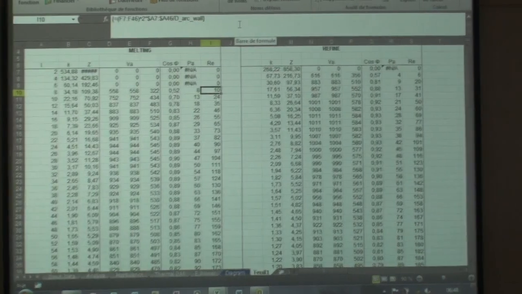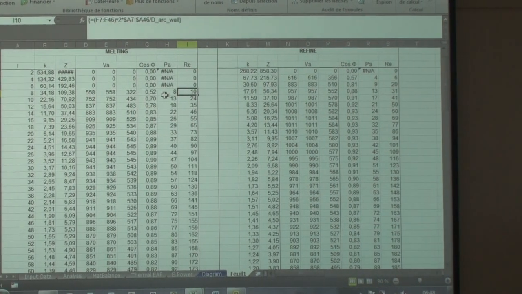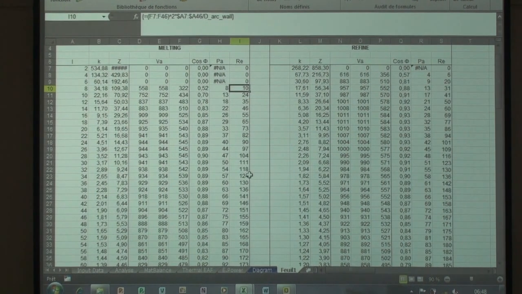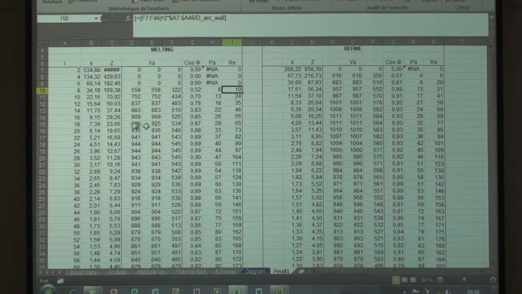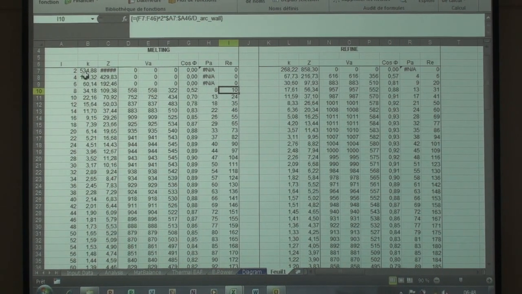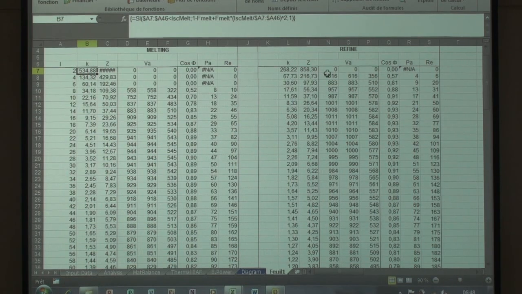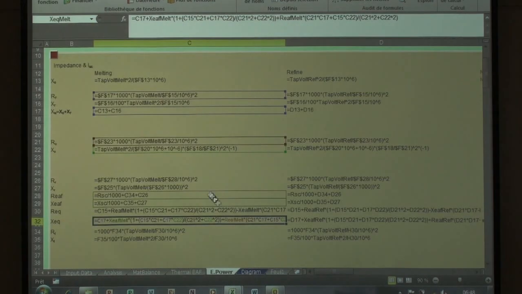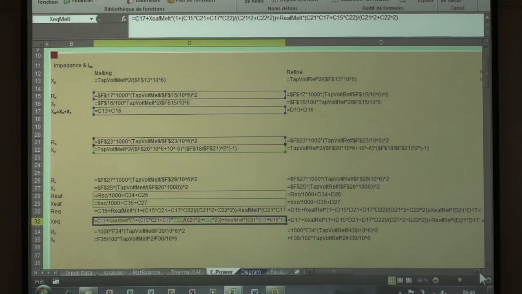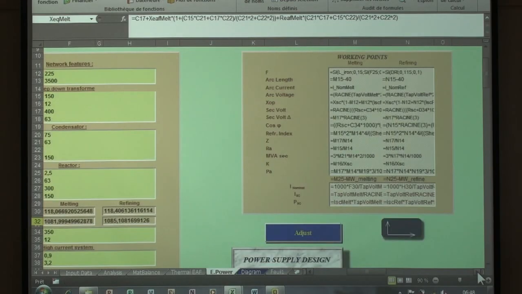Okay, so we have the active power and the radiation index. This is for melting, this is for refining. The difference between these two is the F we take here: if we are here, we take F melt, and here we take F ref.